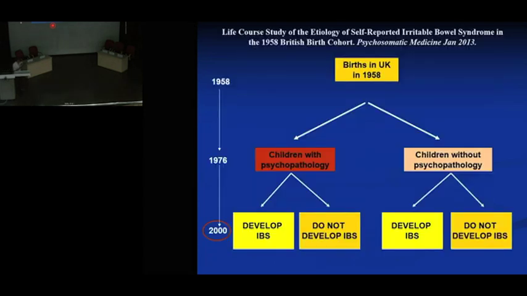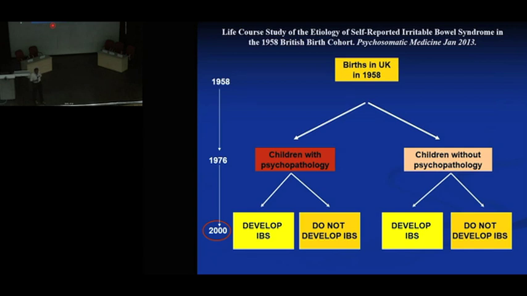And this is one example. This was a study published in 2013. These were births born in the UK in 1958. They have been followed up. In 1976, they all underwent, as part of the cohort, assessment looking for psychopathology.